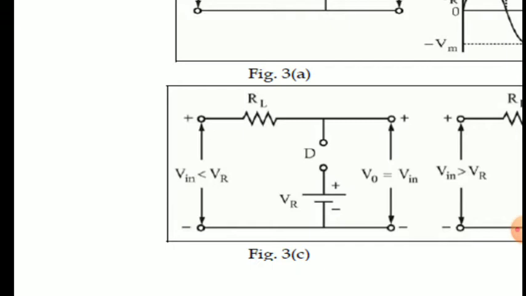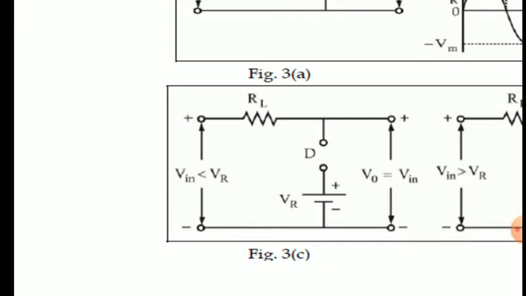That is, V input less than VR and positive voltage is applied, RL will be there and the diode is reverse biased, so it is considered as an open circuit and the V reference voltage will be there. The circuit is open, so there will not be flow of any current, that is IL is equal to 0. But we are taking the output across this diode and the reference voltage, but the diode is open.